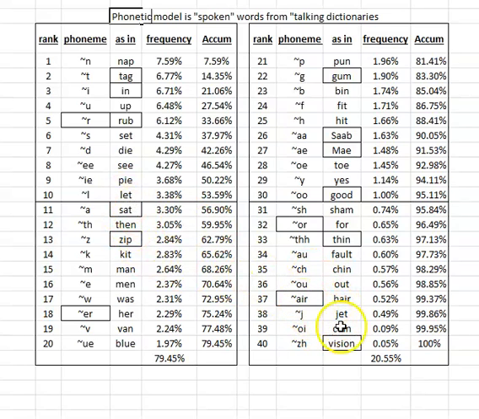Air represents an R sound over there. And here's the least popular sound, J, as in vision. You can see the frequency is very low here. And in this half is 20%. The top 20 words make up about 80%.